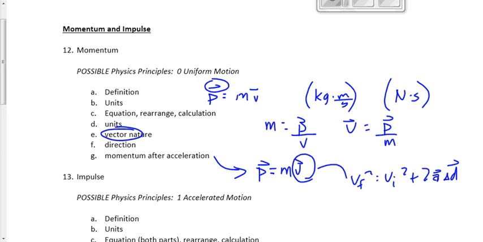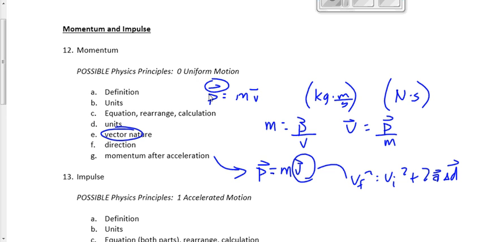Now, one final thing before we move on to impulse, which we'll spend more time on because it tends to appear on an exam a lot more often. We talked yesterday, I think it was, about the 10 physics principles. The first physics principle that's on your data sheet in the bottom left-hand corner is uniform motion.